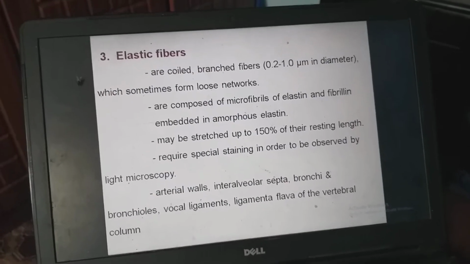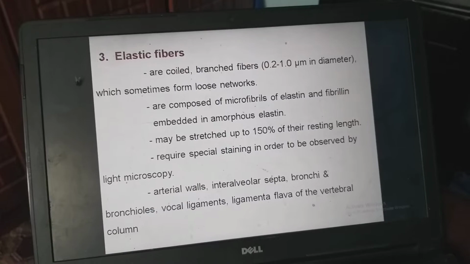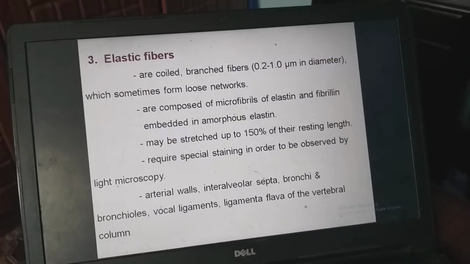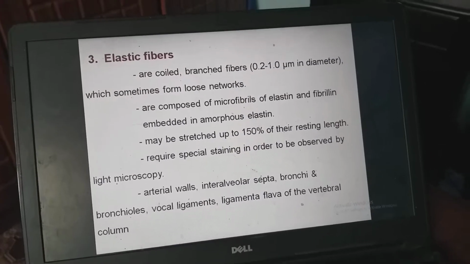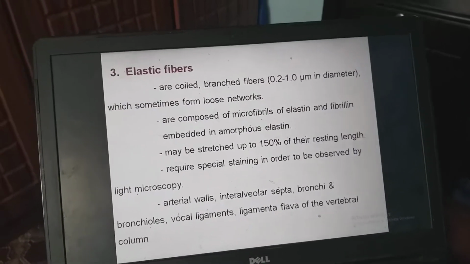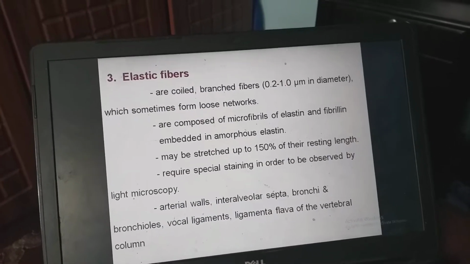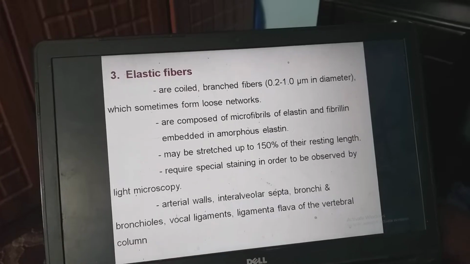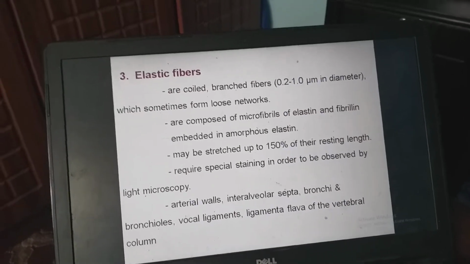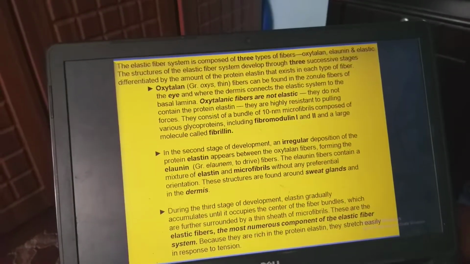So if there is a force, it is stretched. When there is a stimulus, it has the ability to stretch even more, about 150% of its resting length. Mainly you will find them in arterial walls, interalveolar septa, bronchioles, vocal ligaments, and ligamenta flava of the vertebral column. So their main function is elasticity.